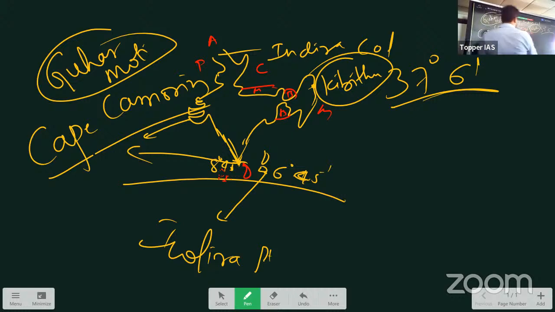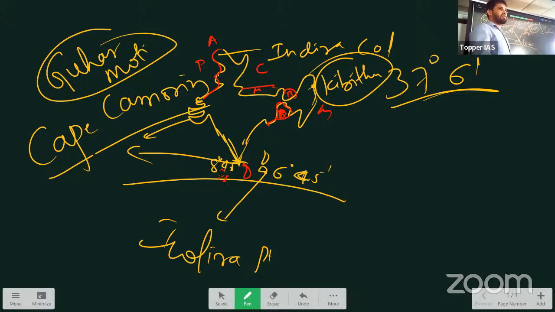Land border: the longest land border is with Bangladesh. That line is called the Radcliffe Line. Earlier it used to be Pakistan only. In 1971, it was liberated into Bangladesh. So the same line, the Radcliffe Line, is there with Pakistan as well as Bangladesh. Bangladesh has the longest land border with India.